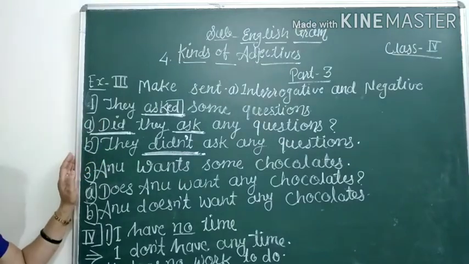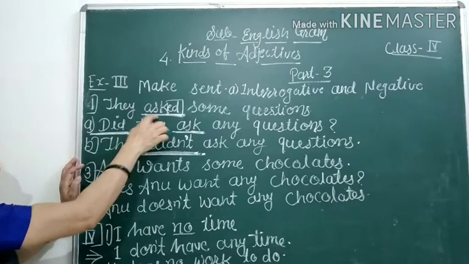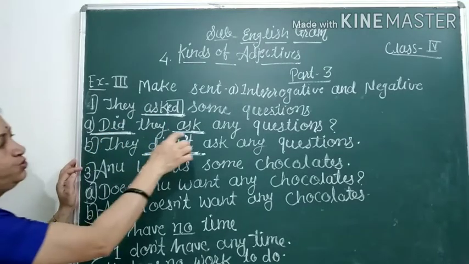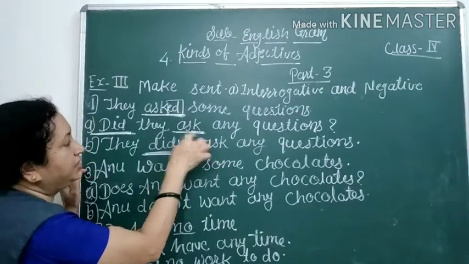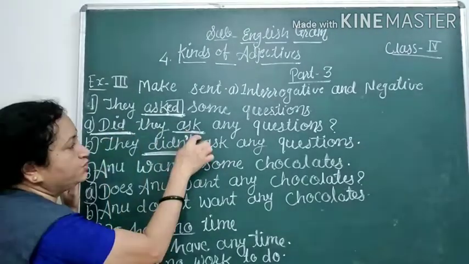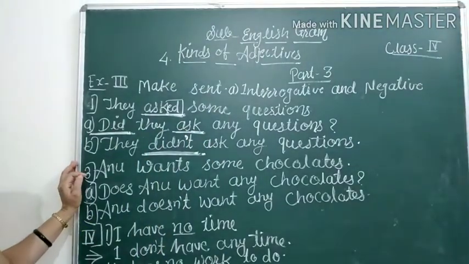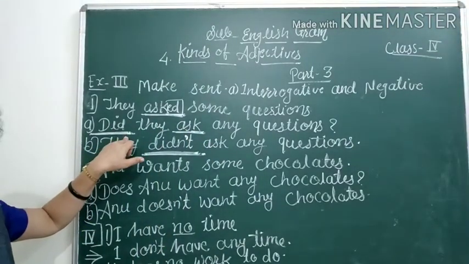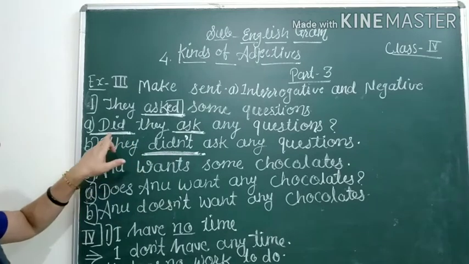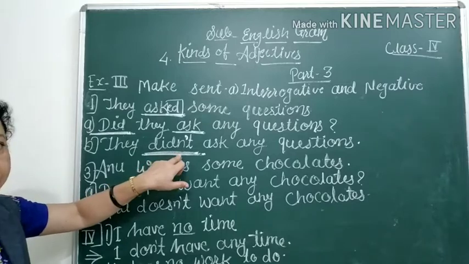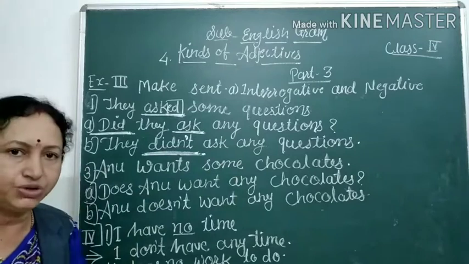So children, did you understand that whenever we are using did, there is no ed? With did we have to use the present form, not the past form, because the past form is already used here. Okay, and in a negative sentence, add not: did plus not. So, they didn't ask any questions.